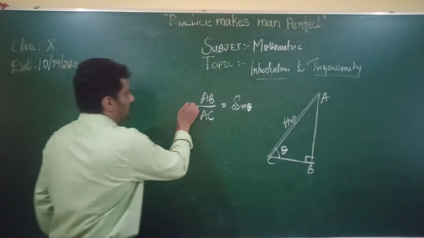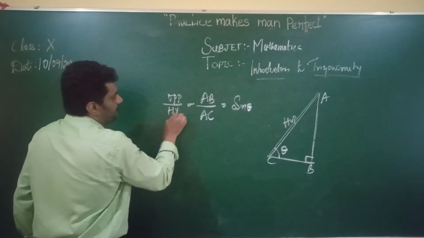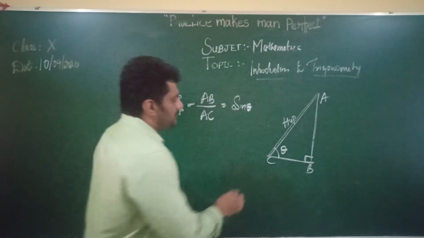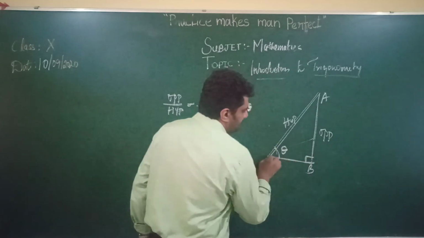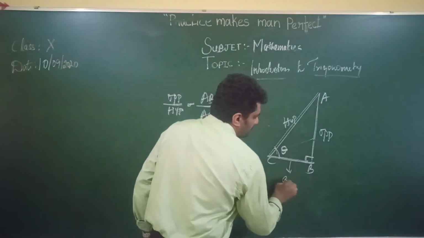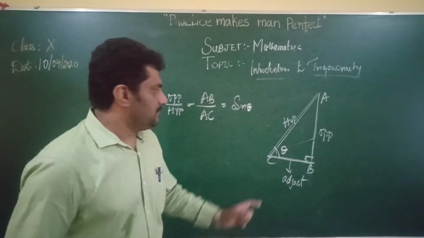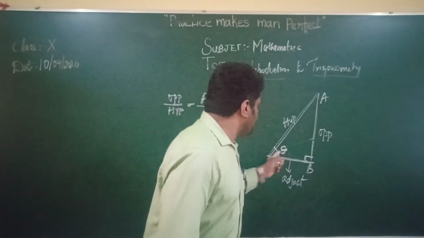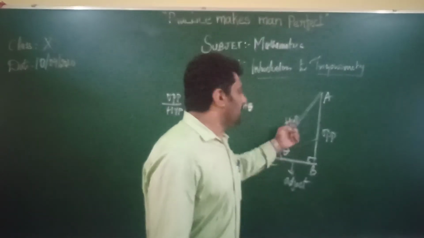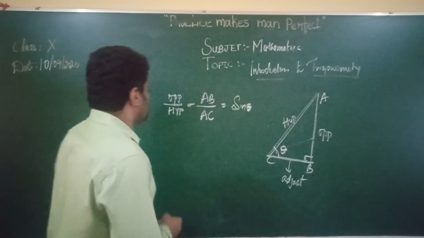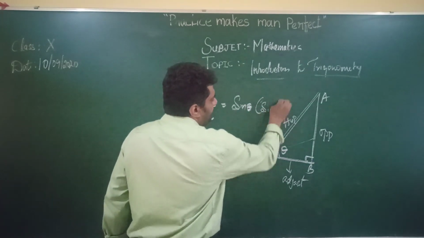Sine theta is AB by hypotenuse. AB is opposite. Why opposite? Because it is opposite to theta. Adjacent is next to it, and hypotenuse is the longest side. So this is sine theta, which is nothing but opposite by hypotenuse. SIN is the short form.